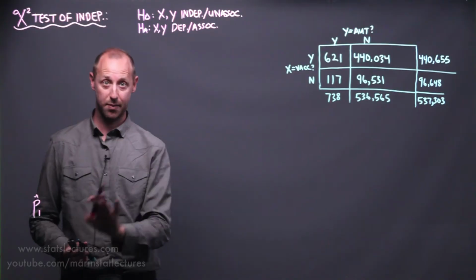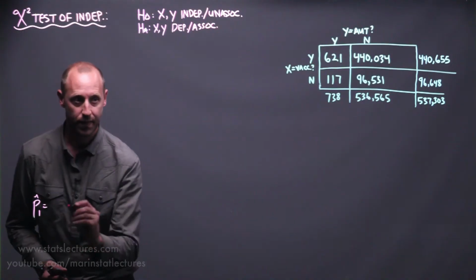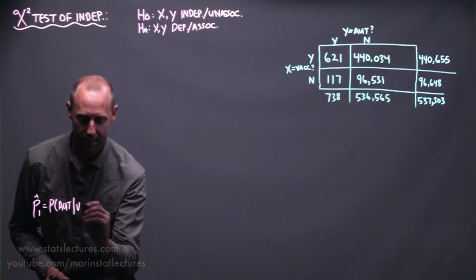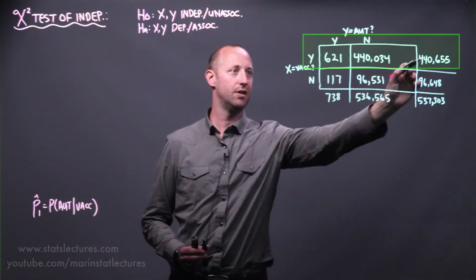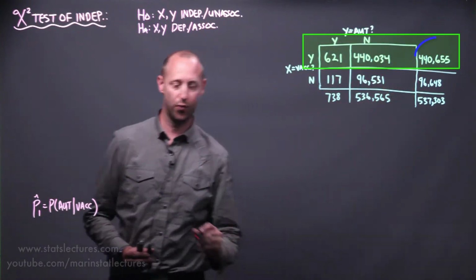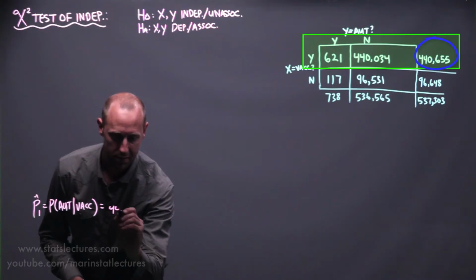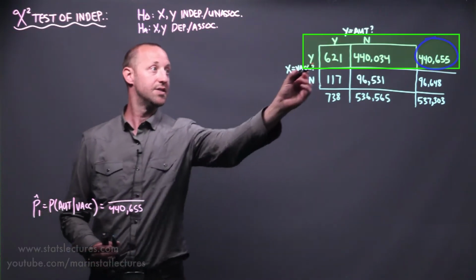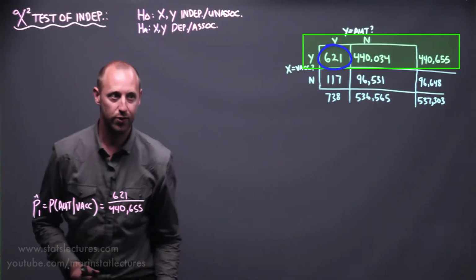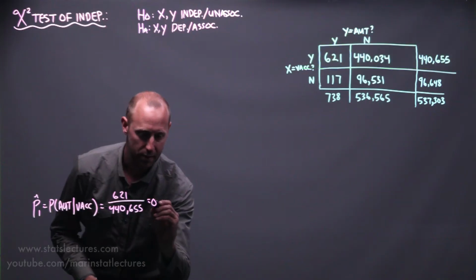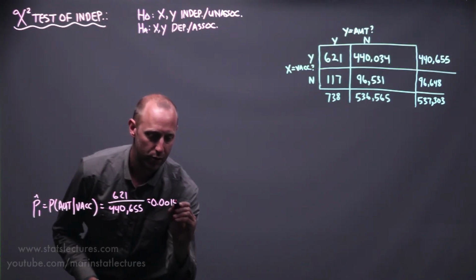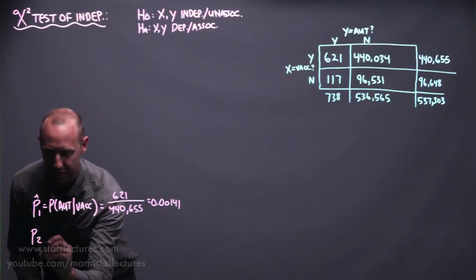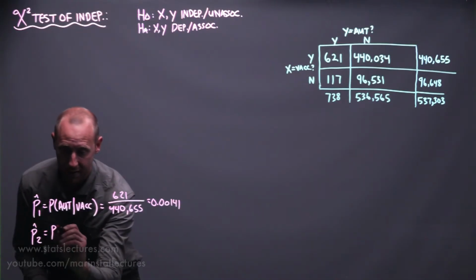Hat meaning it's a sample estimate from our data. What's the probability of developing autism given that they were vaccinated? And we can see we're conditioning on this row here. Out of the 440,655 who were vaccinated, 621 were diagnosed with autism. And this comes out to be 0.00141 or 0.141%.